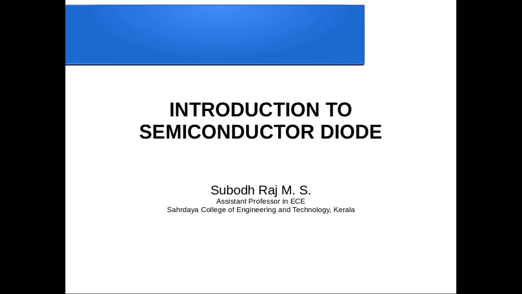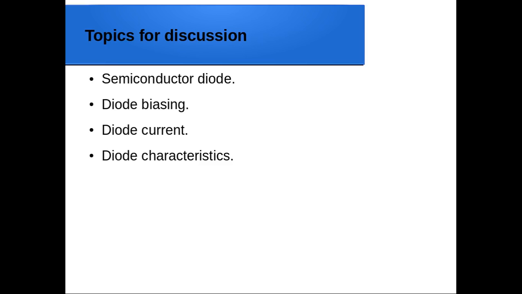Today, in this session, we will discuss what a semiconductor diode is, and we will see certain aspects of the semiconductor diode which include diode biasing, diode current, and diode characteristics. So by the end of this session, you will be familiar with what a semiconductor diode is, and you will be familiar with some of the aspects of the semiconductor diode. Let us start our discussion.